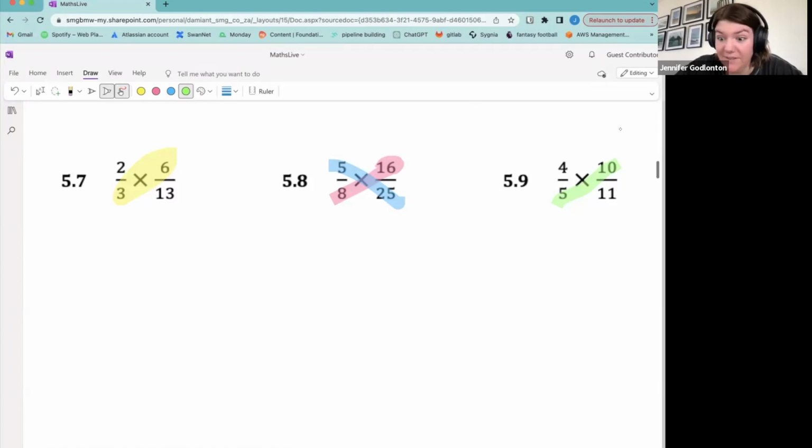So why cross simplify? The reason we cross simplify is because it keeps our numbers nice and small. And then we also don't need to simplify our fraction right at the end, because whenever you give an answer as a fraction, you have to give it in its most simplified form. I'll show you an example here with 5.7. Let's do it in green.